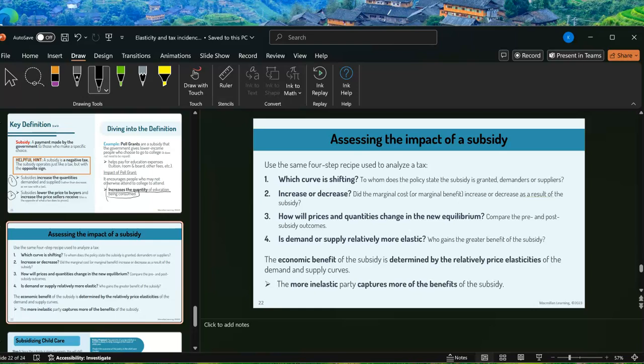So, to find out the impact of a subsidy, we need to look at which party the subsidy is granted to, either the buyer or the seller. Did the marginal cost go up or down, or did the marginal benefit go up or down? Look at the pre and post subsidy outcomes, and that really depends on which curve is more elastic, the demand or the supply. The more inelastic curve captures the majority of the benefits of the subsidy.